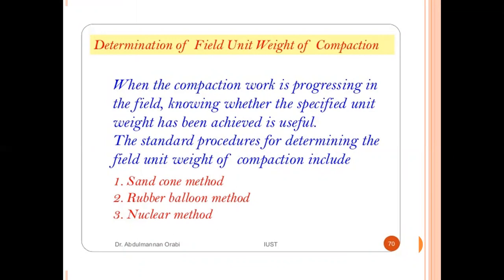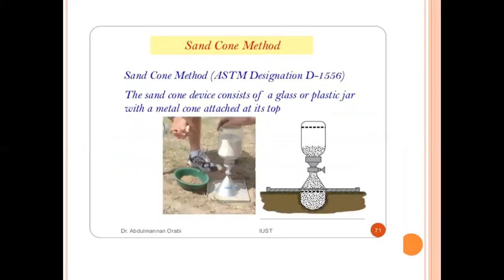The standard procedures for determining the field unit weight of compaction include three methods. First method is the sand cone method, second method is the rubber balloon method, and next one is the nuclear method. These are the three methods to determine the field unit weight of compaction in soils. The first method is the sand cone method.